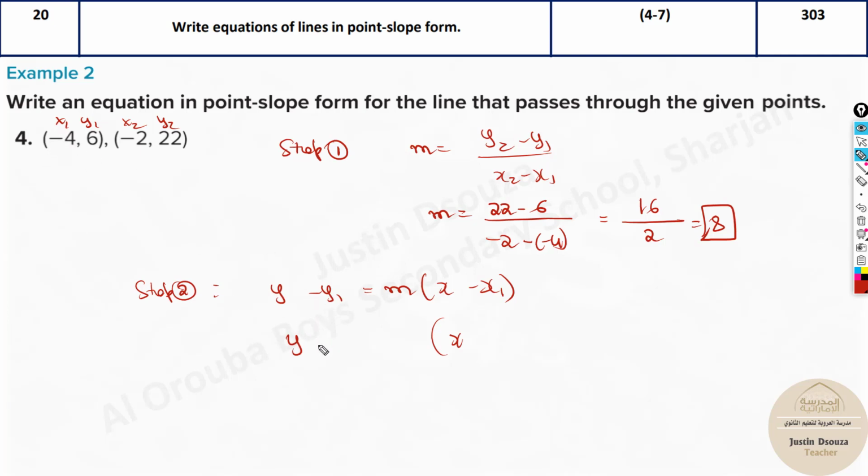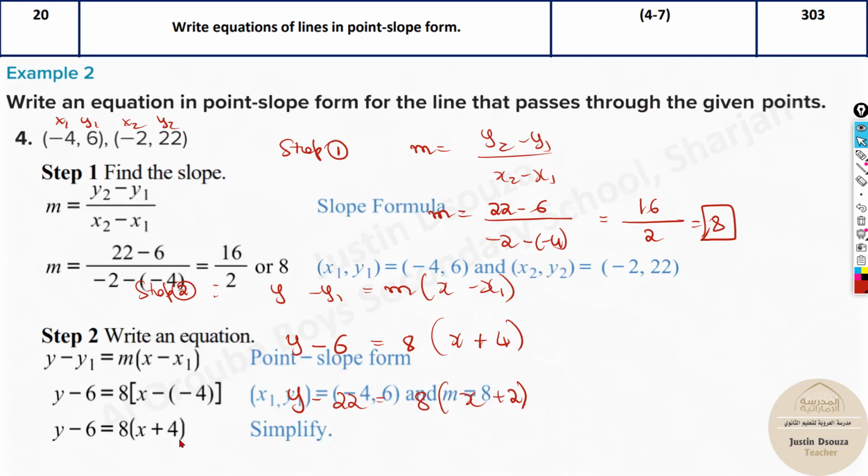This is y minus y1, which is 6, equals, what's the slope? 8. x minus x1 will be minus of minus 4. That will be plus 4 over here. This is one answer. The other answer would be y minus, write this one, y2 is 22, equals 8 into x minus of minus 2 will be plus 2. This is the other answer. Both are the correct answers. So this is the point slope form.